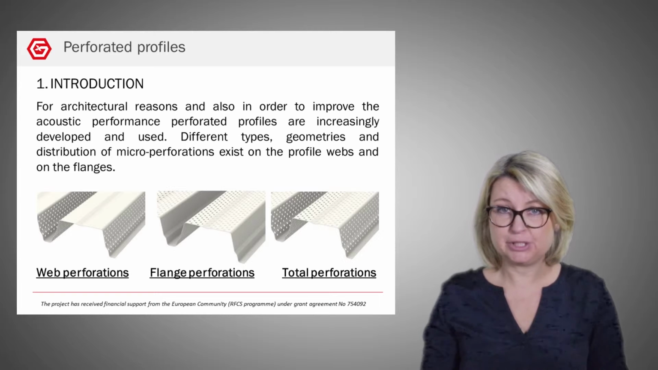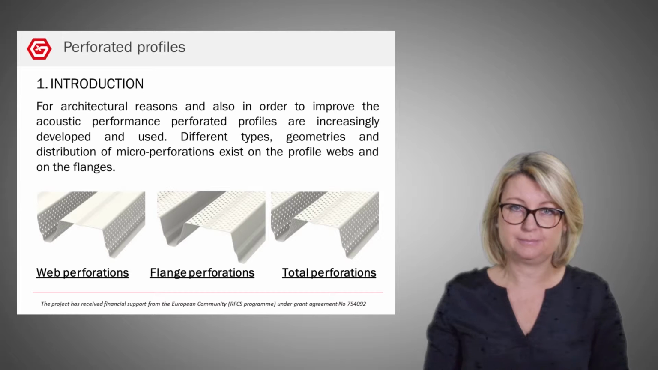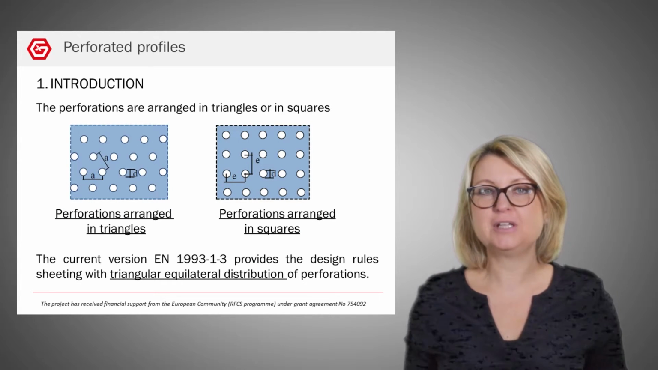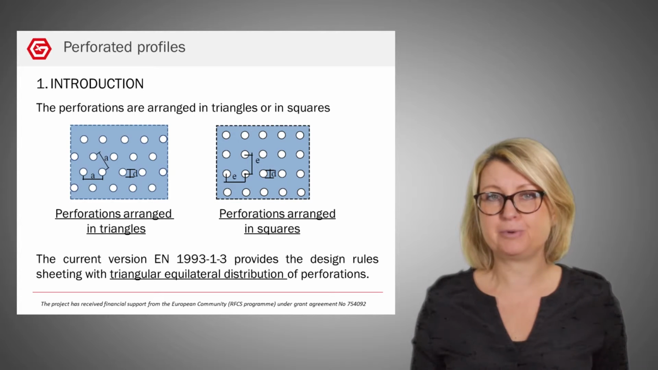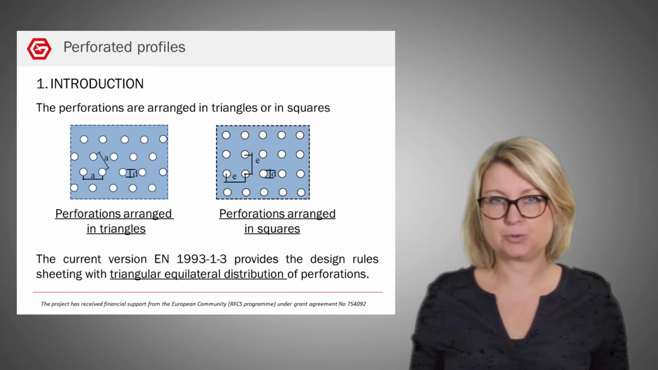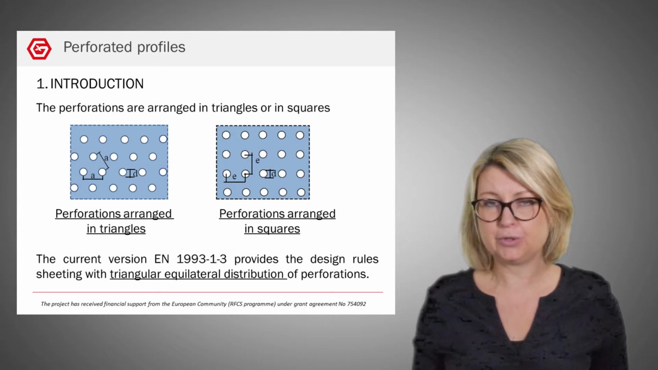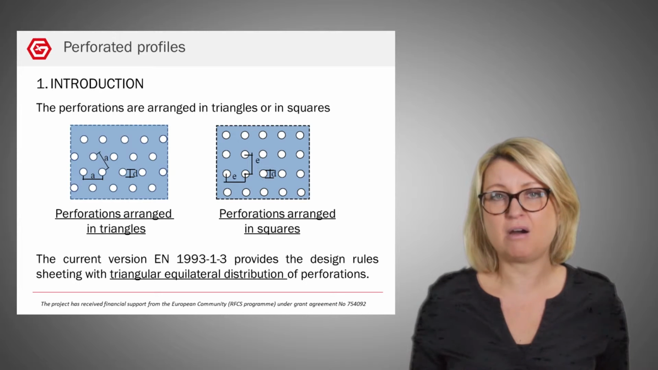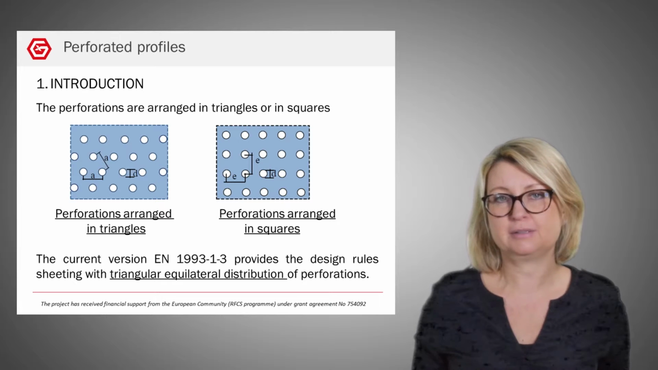There are different types, geometries, and distributions of perforations. The picture on the left shows perforations arranged in triangles, whereas the picture on the right shows perforations arranged in squares. The design rules for perforated profiles are given by the current Eurocode 3 Part 1-3, but these design rules are only given for perforations arranged in triangles.